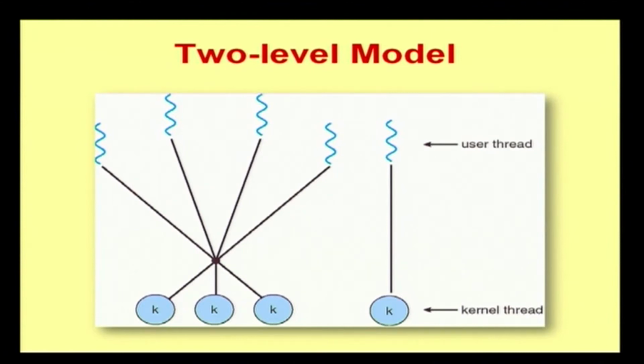This is how a two-level model looks like. Here you have multi-threading, and here you have a kernel. This diagram is pretty similar to a many-to-many model. The only difference over here is that this thread gets bound to the thread that is available in the kernel. In a many-to-many model it is only mapping, here it gets bound. So that is about the two-level model.